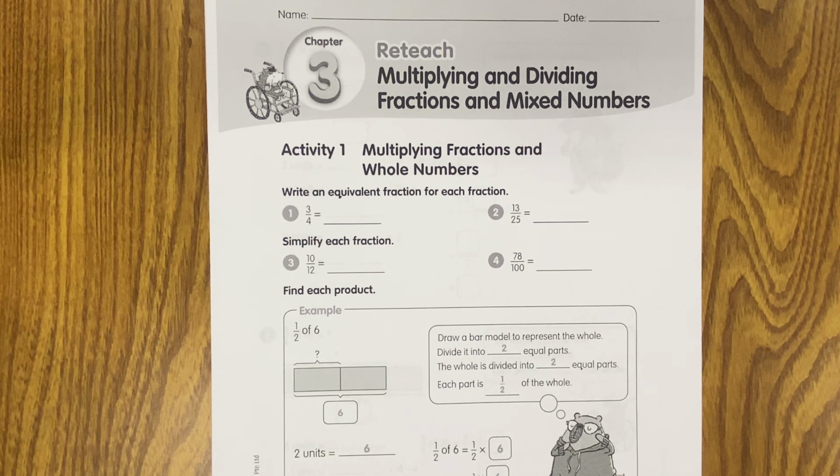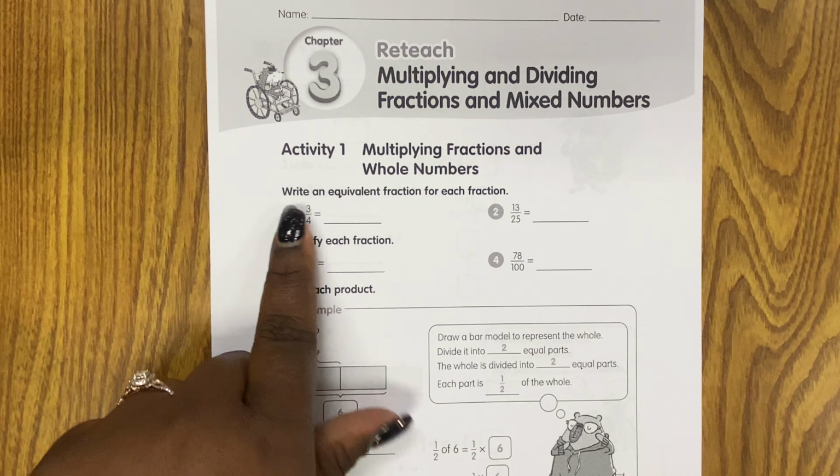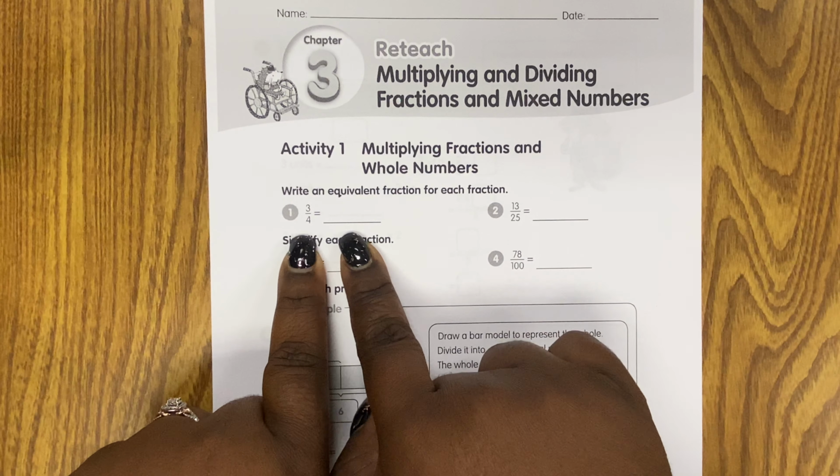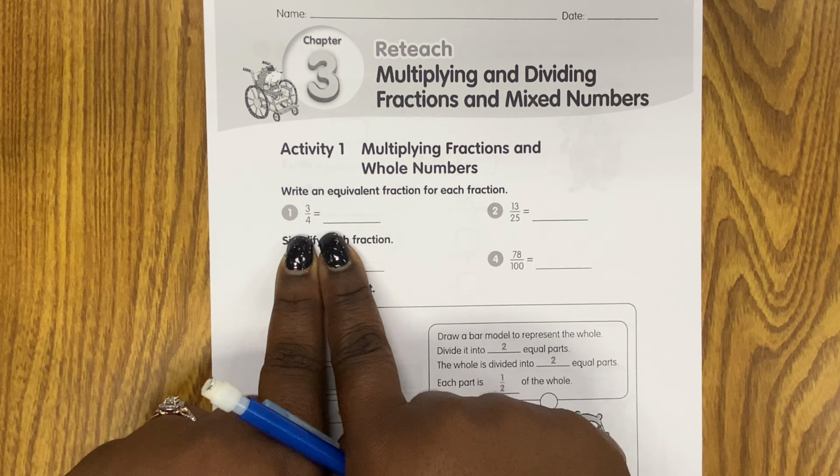For this video, we will be multiplying and dividing fractions and mixed numbers. To begin, let's write an equivalent fraction for each one of these, for number 1 and number 2. So I will do number 1, and then I will ask you to pause the video so that you can work on number 2. So let's begin with number 1.